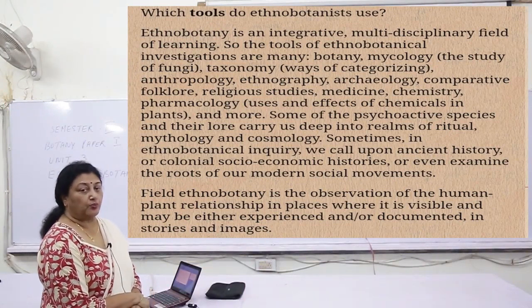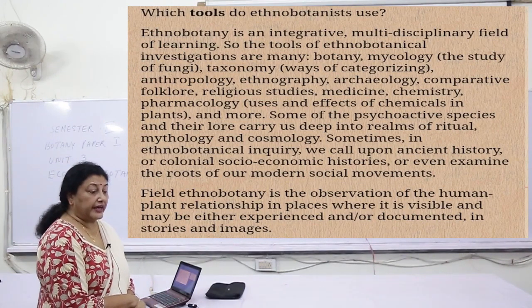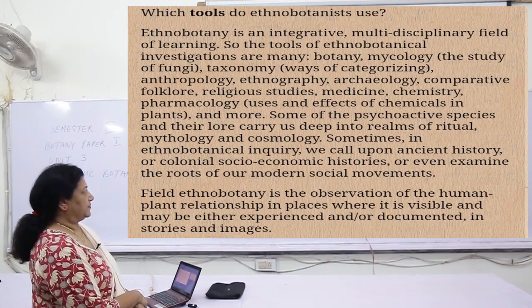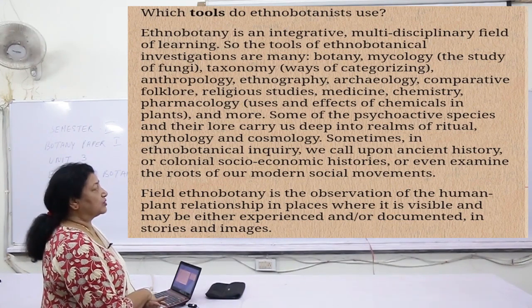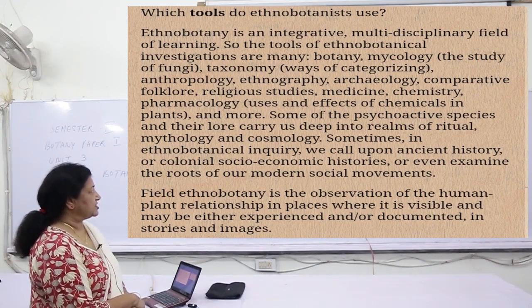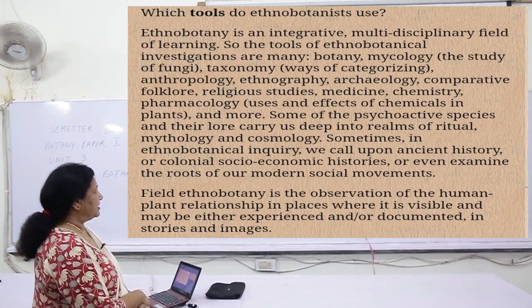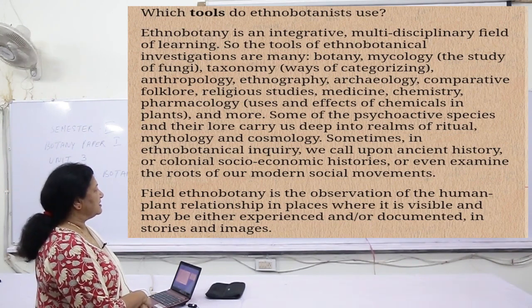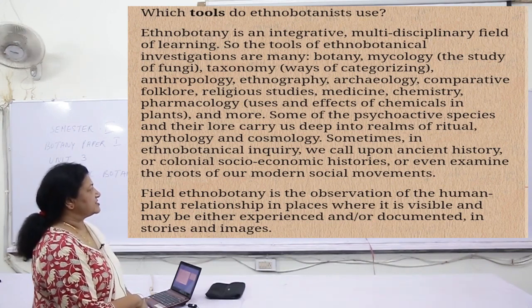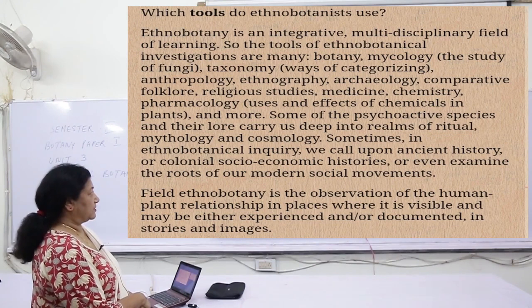Which tools does an ethnobotanist use? Or rather we can say, how do we study ethnobotany? Ethnobotany is an integrative, multidisciplinary field of learning. One particular subject alone is not ethnobotany. You have to include so many other things. So, the tools of ethnobotanical investigation are many. Starting with botany, mycology, that is the study of fungi, taxonomy, that is ways of categorizing, anthropology, ethnography, archaeology, comparative folklore, religious studies, medicine, chemistry, pharmacology, that is uses and effects of chemicals in plants, and more.